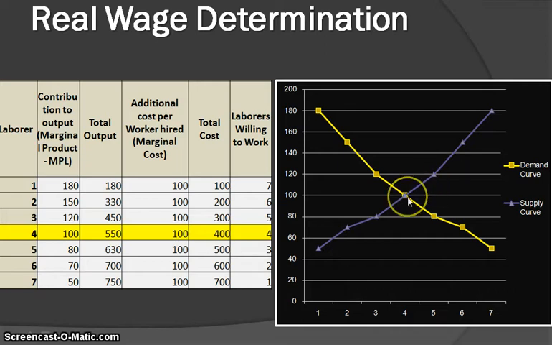Therefore, we see that at equilibrium, the equilibrium real wage in this particular diagram equates to 100, and the equilibrium level of employment is 4 workers. So what we see is that 4 workers are willing to work for a real wage of 100, and firms are willing to demand 4 workers for a real wage of 100. That is the equilibrium wage rate.